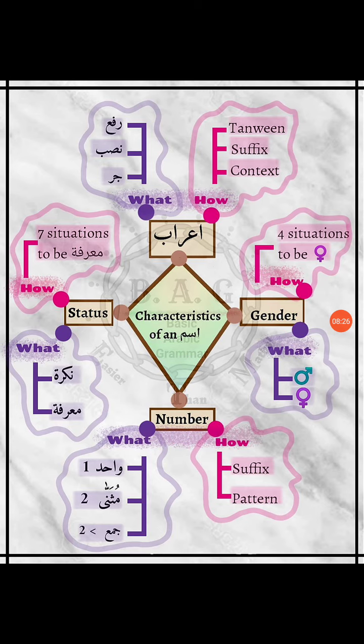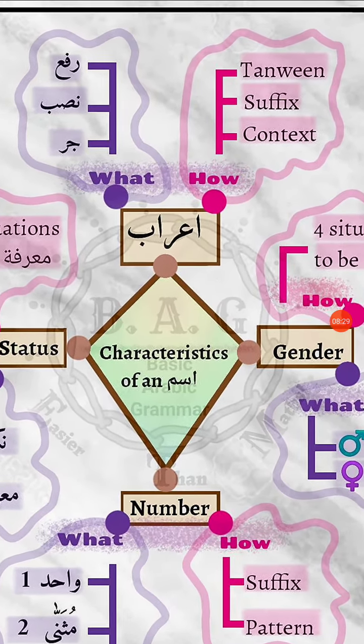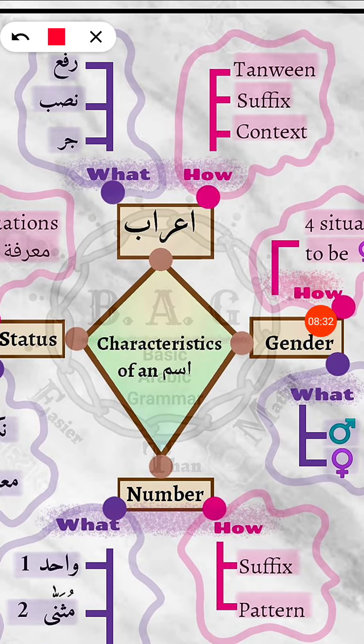Okay, and what we're going to study in the next couple of lessons is what these things are and how we can tell them apart. So we have done i'rab already. What are those i'rab? They are rafa, nasab, or jar, right? And how do we tell them apart? Either by tanween, un and in sounds. There are certain suffixes that can tell us whether an ism is nasab, jar, or rafa. And then there is the concept of context. At times context can also tell us if an ism is rafa, nasab, or jar. This is what we are going to train our minds in.